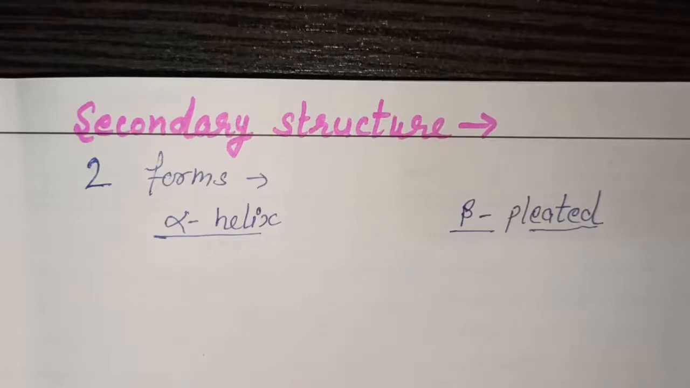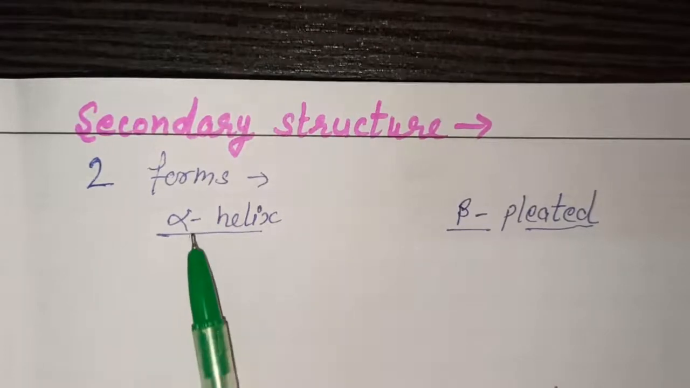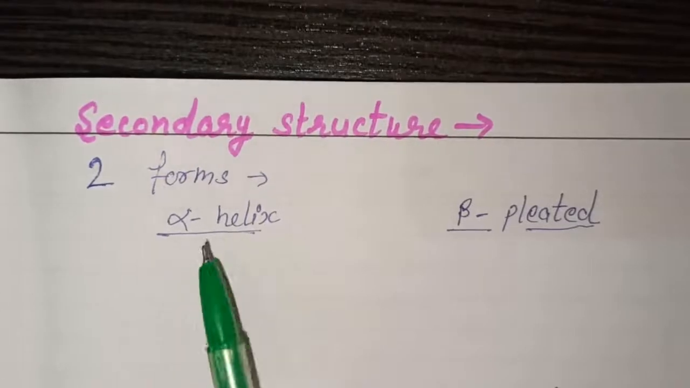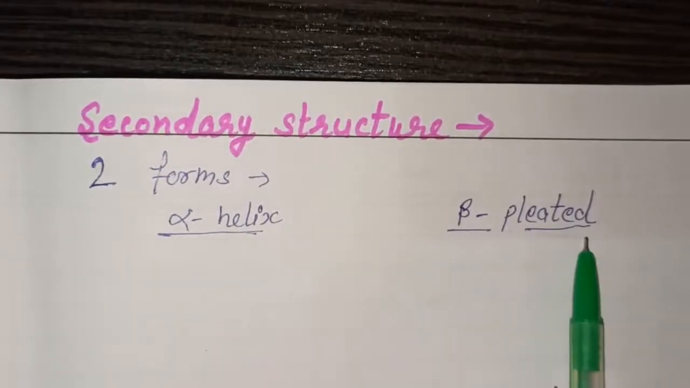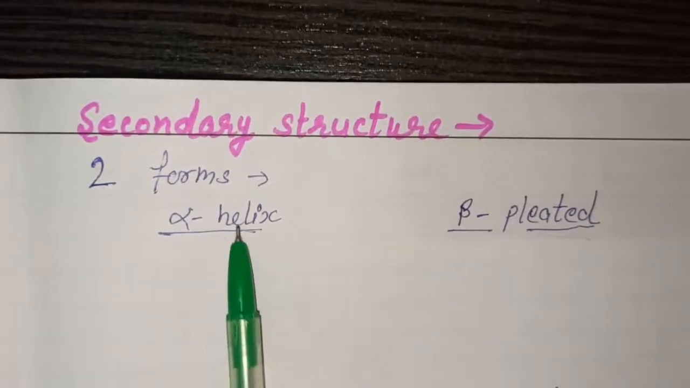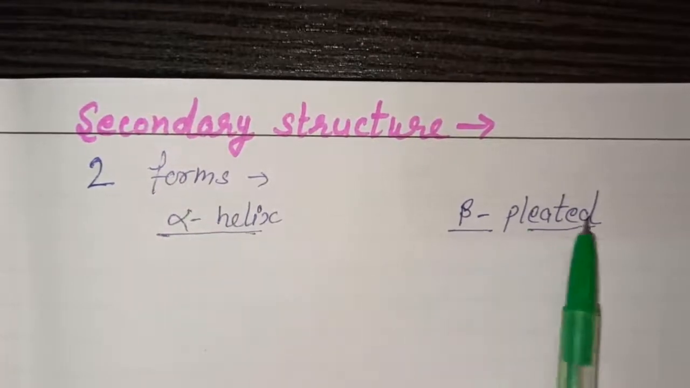there for the secondary structure of protein. These can be alpha helix structure of protein or beta pleated structure of protein. Both these are secondary structure of protein.